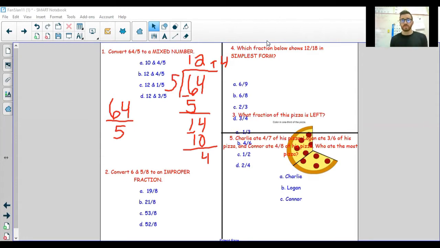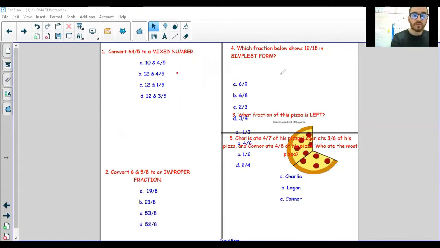Or again, if you know your multiplication, you can say, well, I know 5 times 12 gets me pretty close. It goes in 12 whole times. 5 times 12 got me to 60 when I'm trying to get to 64. That remainder of 4 becomes my numerator, and my denominator doesn't change. So I see 12 and 4/5 as an answer choice, which I'll come back to in just a second.